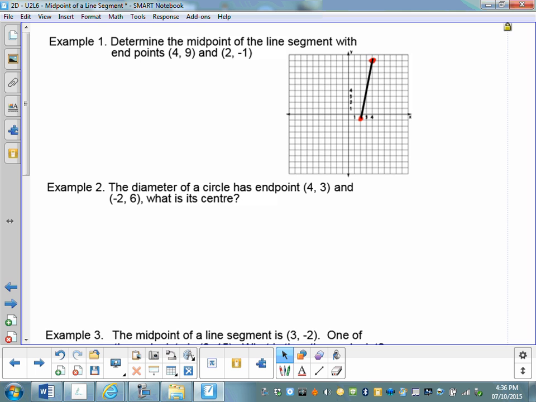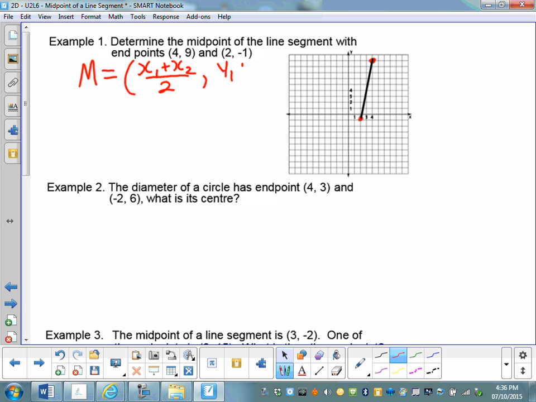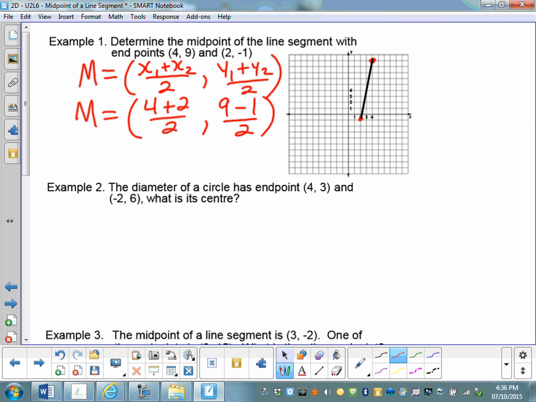Now, if we use the formula that we just talked about, so we average the x's, so we add the two x's together and divide by 2. We average the y's, so we add the y's together and divide by 2. So if I plug in my x and y values here, the x's are 4 and 2, so 4 plus 2 divided by 2, and the y values are 9, and minus 1. And I'm going to divide that by 2. So when I calculate it, 4 plus 2 is 6, divided by 2 is 3.